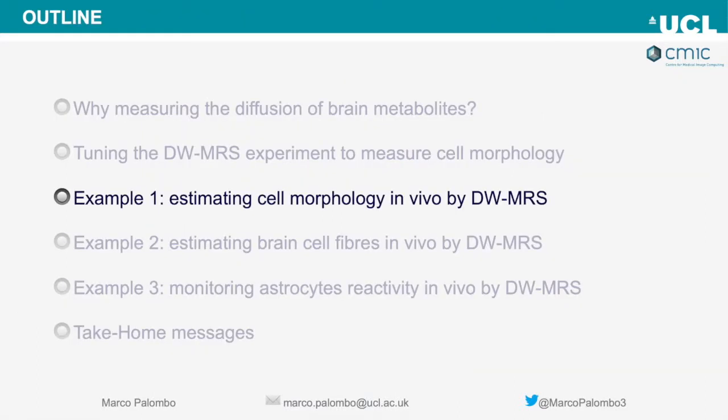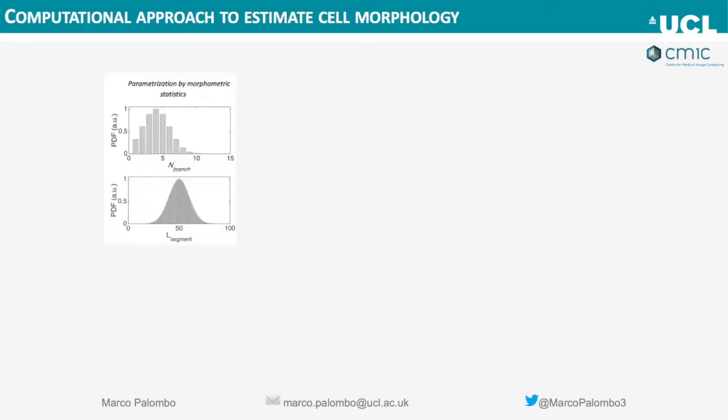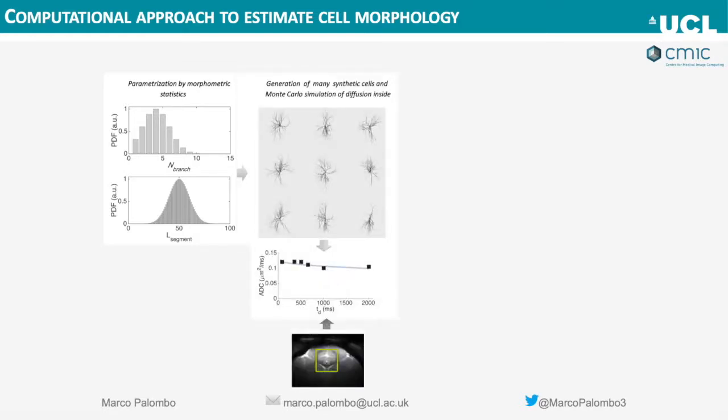So as a first example now of application of all this machinery, I would like to show you how we have used this approach to measure the complexity of the cell morphology using metabolite diffusion spectroscopy. So in this work we published a few years ago now, we proposed to use a computational model of complex cellular structure to simulate the ADC time dependence according to morphometric statistics. Here the curve is the simulation and the points are the measured data.